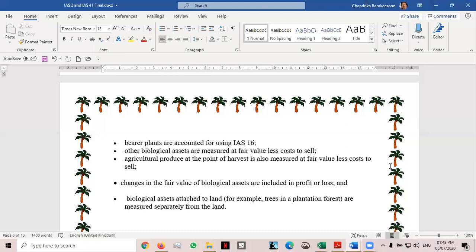So, biological assets attached to land, for example, trees in a plantation forest, are measured separately from the land. Now remember, the tree itself, for example, let's say a grapevine, okay? The grapevine itself is IAS 16. The land is IAS 16, but the produce will be IAS 41.